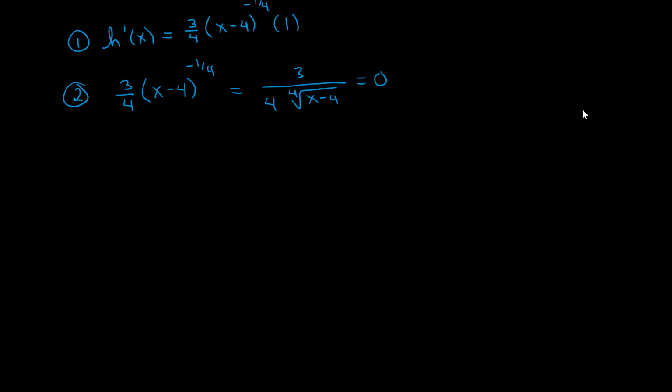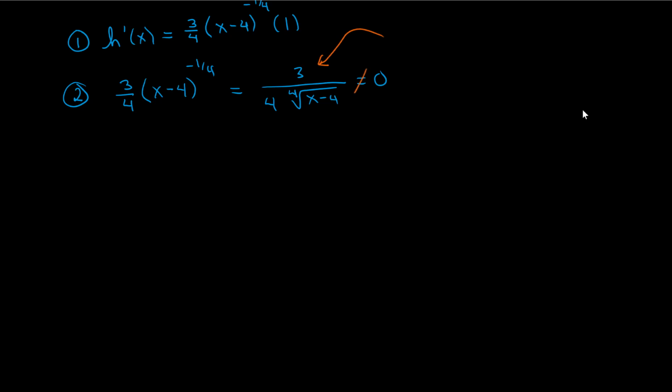There's a problem here. The only time a fraction will ever equal 0 is if the numerator is 0. Well, the question is, when does 3 equal 0? Say, what? 3 never equals 0. So this function is never equal to 0.